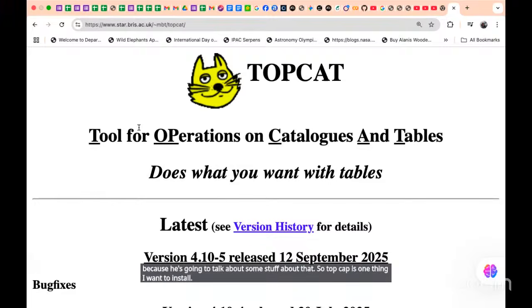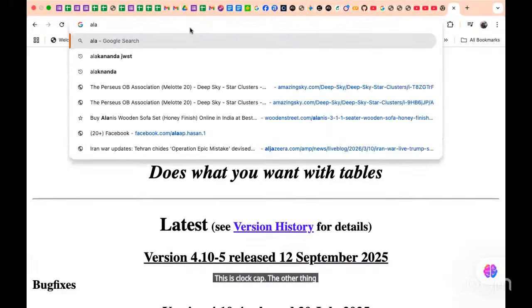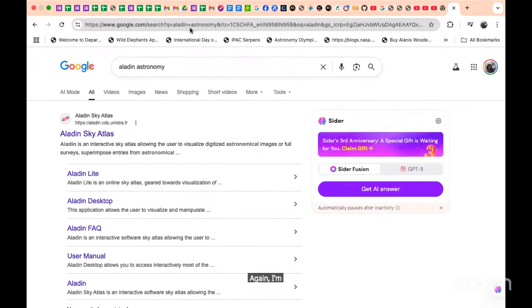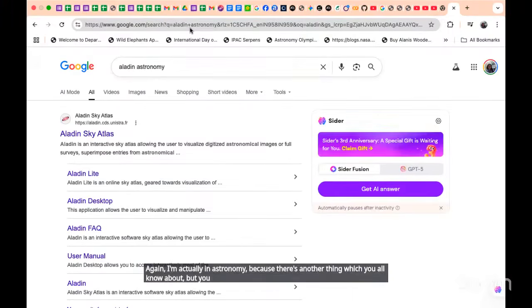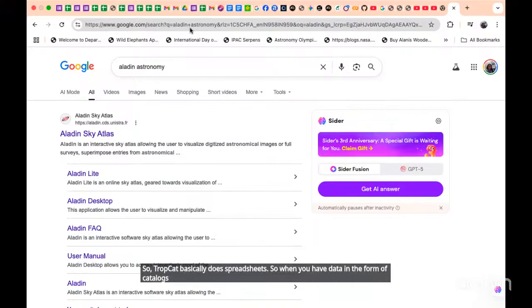Another thing you need to install, James spoke about it today. Even Ajit spoke about it today. This is TopCat. The other thing you're going to install is Aladin. Again, I'm writing Aladin astronomy because there's another Aladdin which you all know about. So TopCat is obviously a much better version of Excel. TopCat basically does spreadsheets. When you have data in the form of catalogs, one option is you write Jupyter notebooks and do stuff with it.